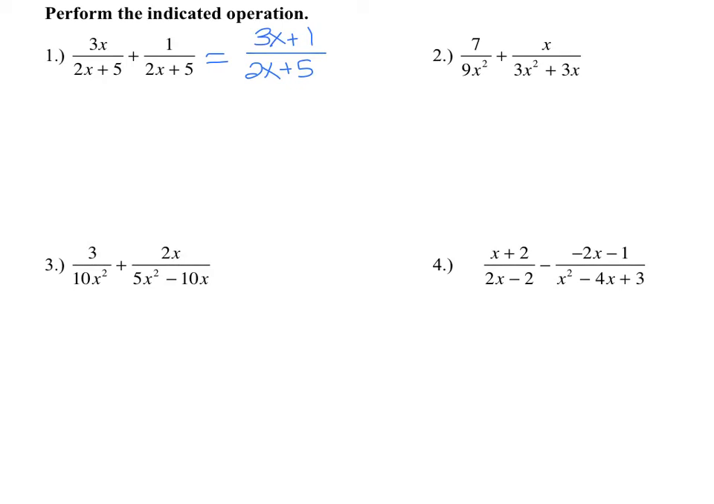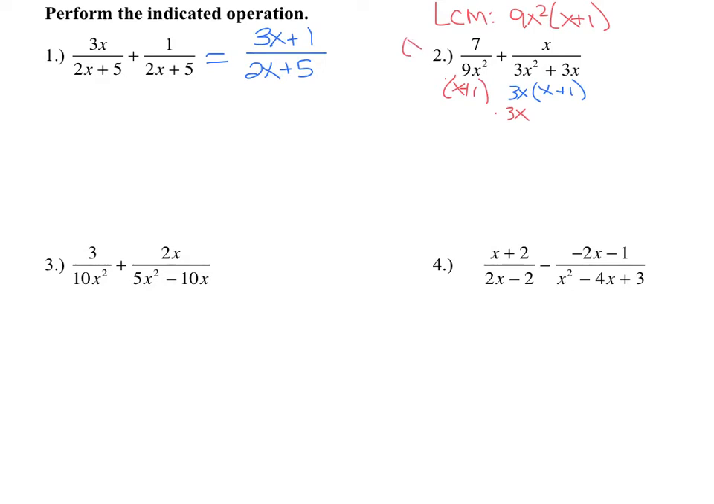The second one, we've got to do some factoring and find a common denominator. So if I factor that denominator, its GCF is 3x. So we have 3x times x plus 1. Okay, well I could turn a 3x into a 9x squared by multiplying by a 3x. And then for the 9x squared, I need the x plus 1. Because their least common multiple for those denominators will be 9x squared times x plus 1.